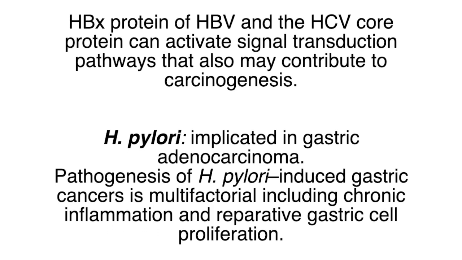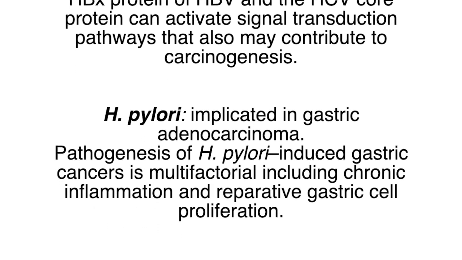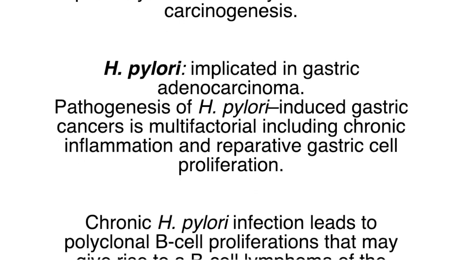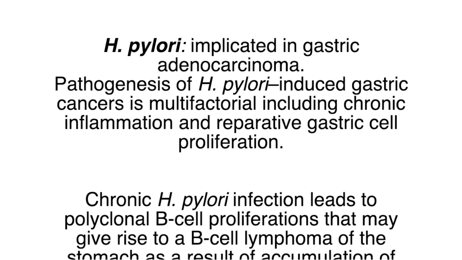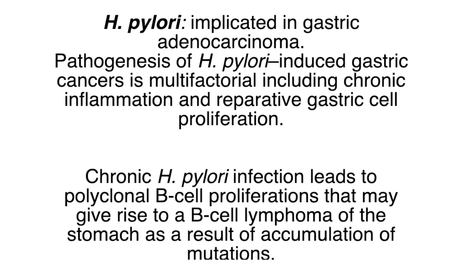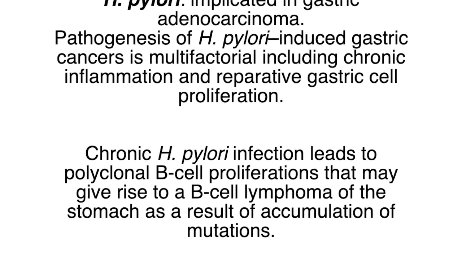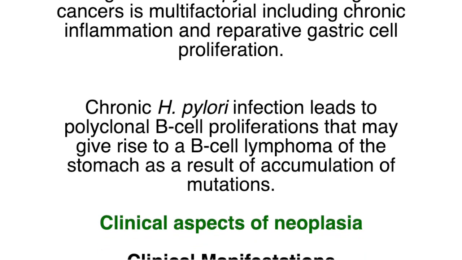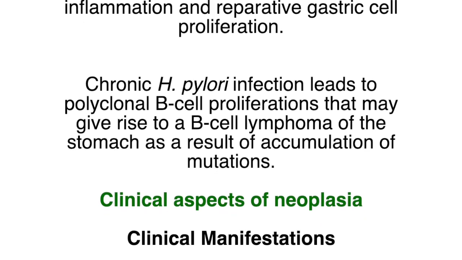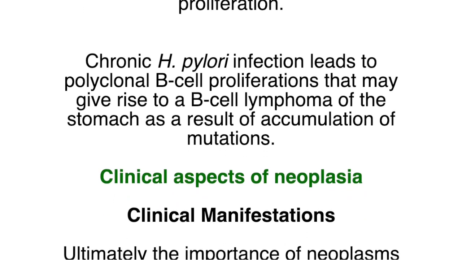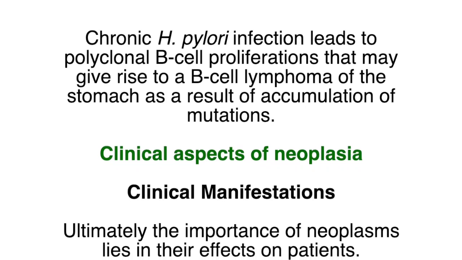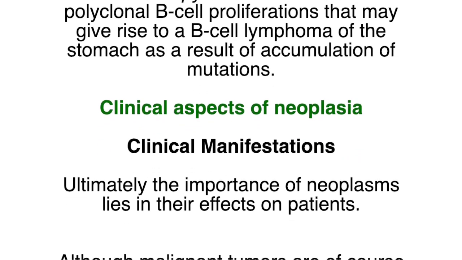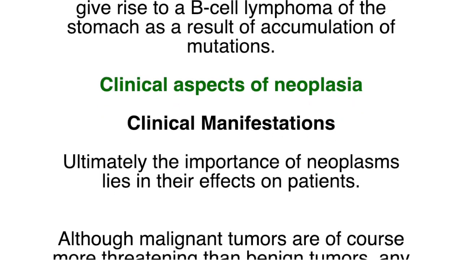H. pylori. It is implicated in gastric adenocarcinoma. Pathogenesis of H. pylori induced gastric cancers is multifactorial, including chronic inflammation and reparative gastric cell proliferation. Chronic H. pylori infection leads to polyclonal B-cell proliferations that may give rise to a B-cell lymphoma of the stomach as a result of accumulation of mutations.